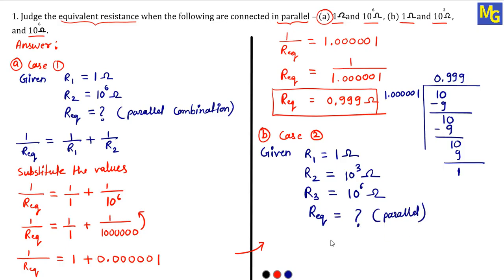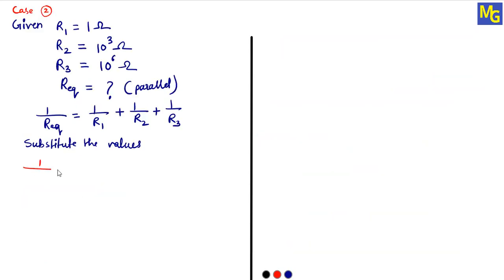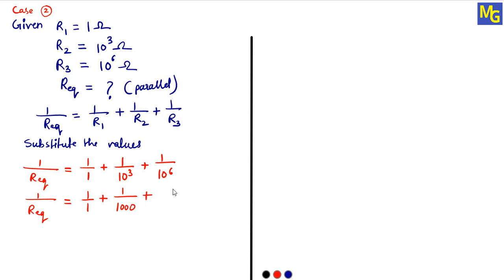Now we know the formula. The formula is 1 by R equivalent is equal to 1 divided by R1 plus 1 divided by R2, and now we have 3 resistors, so we will write 1 divided by R3 also. Now substitute the values. R1 is 1, R2 is 10 raised to 3, R3 is 10 raised to 6. Now we will write it once again: 1 by 1 plus 1 by 10 raised to 3, which means 3 zeros on 1, plus 1 by 10 raised to 6, which means 6 zeros on 1.